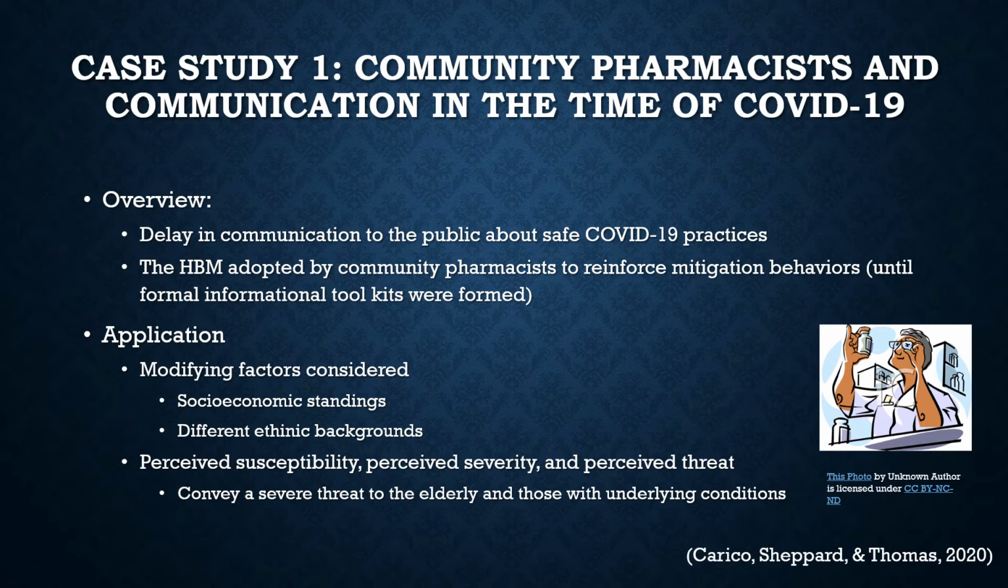For the next major leg of the health belief model, we explore perceived susceptibility, perceived severity, and perceived threat in the situation. It was important for pharmacists to convey a severe threat to the elderly and those with underlying conditions, but in a way that wouldn't let younger people think they were safe. No one is completely safe from COVID-19 because, as we know, it is a disease that affects everyone.